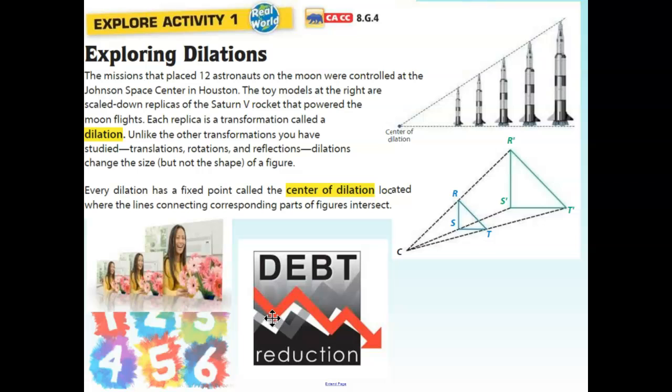Okay, so a dilation, like I said before, changes the size, but the shape stays the same. You could think of models of rockets being dilations, and they come in 2 versions. We can enlarge them or we can reduce them, make them smaller. Every dilation has a fixed point called the center of dilation, located outside the 2 figures, where if you lined your 2 dilations up like this and connected the corners together, you'd see a vanishing point of sorts, and we call that the center of dilation. And it shows that they're all proportional to each other.